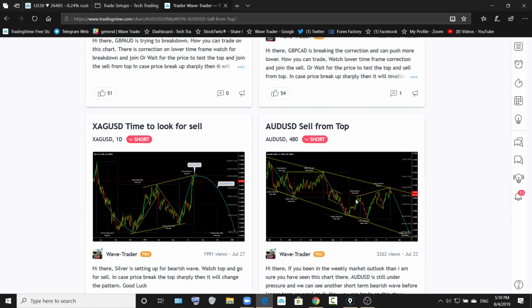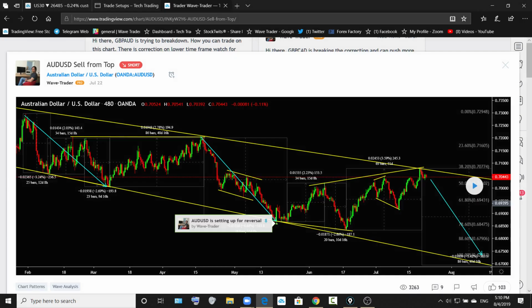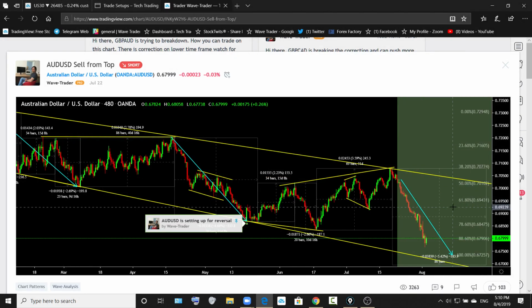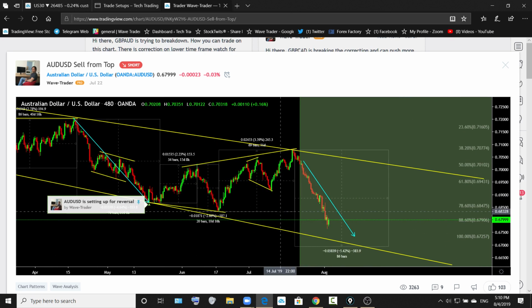So Australian dollar, US dollar went well. That was a very nice trade. It is still going down, so next week's analysis is going to be very simple and easy. There is still a possibility that this pair can push lower. The Australian dollar is cheap right now. So this pair can still push lower like that, and then bounce off.